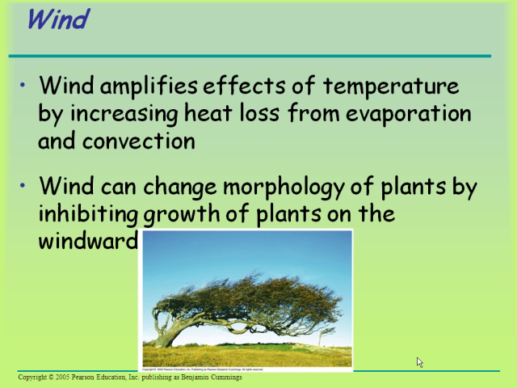Wind amplifies effective temperature by increasing heat loss by evaporation and convection, cooling down the surface more quickly. Wind can also change the morphology, or shape, of plants by inhibiting growth on the windward side, as shown here. Obviously, the wind is coming from this direction. I also want to add that organisms living at high elevations are exposed to high levels of ultraviolet radiation, which also affects them. Shown here are strong winds and freezing temperatures at high elevations, which increase water loss and inhibit the growth of limbs on trees.